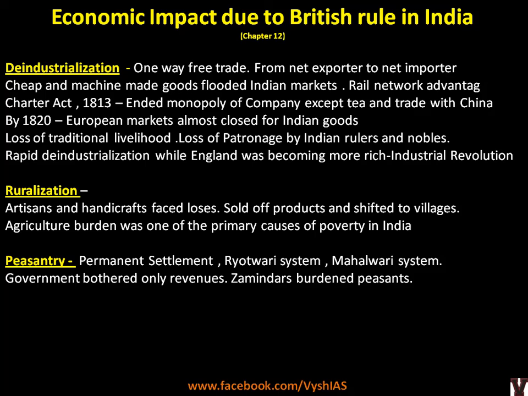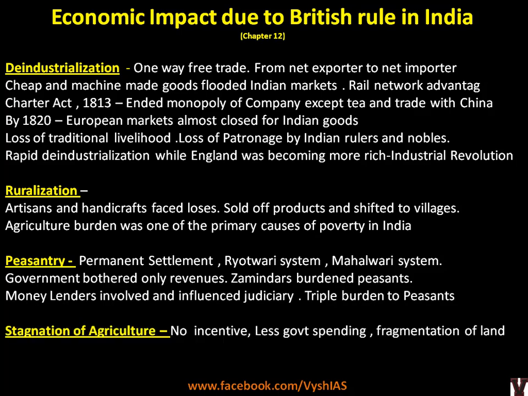So the government bothered only about revenues. Zamindars burdened the peasants. The British were waiting for revenue from zamindars, and zamindars were very harsh on the ryots to gain maximum profit. Moneylenders were involved and influenced the judiciary, a triple burden to peasants. So we know taxes were very high, and it's a very simple point which you can understand.